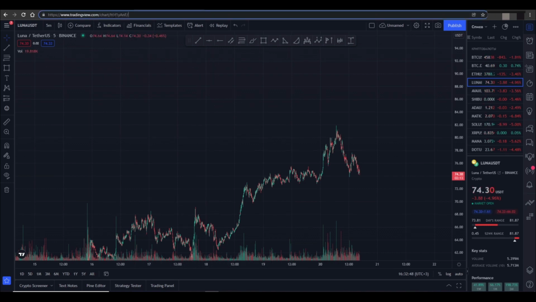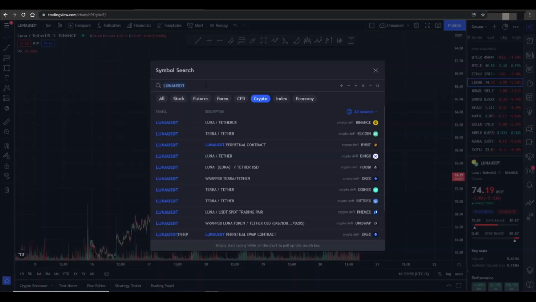This is a website where you can see the charts. You can open any chart you want with any financial instrument. You can find stocks here.